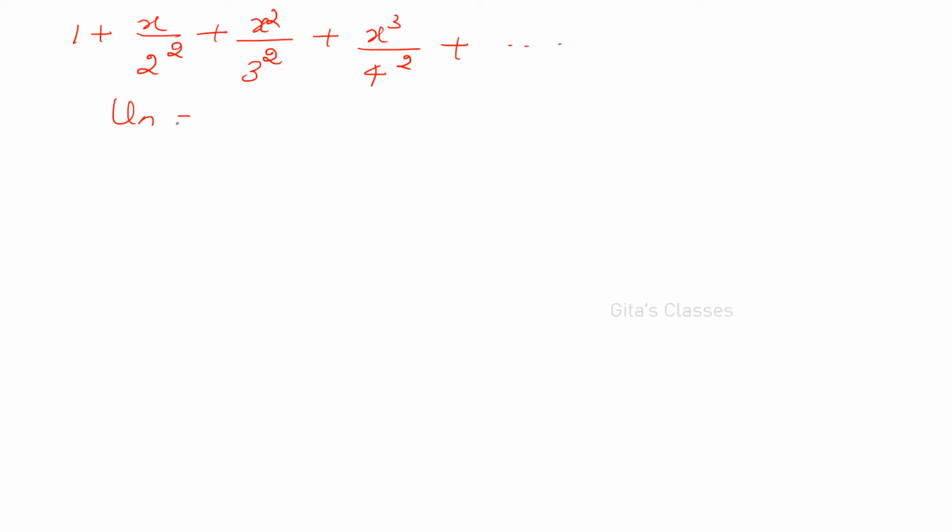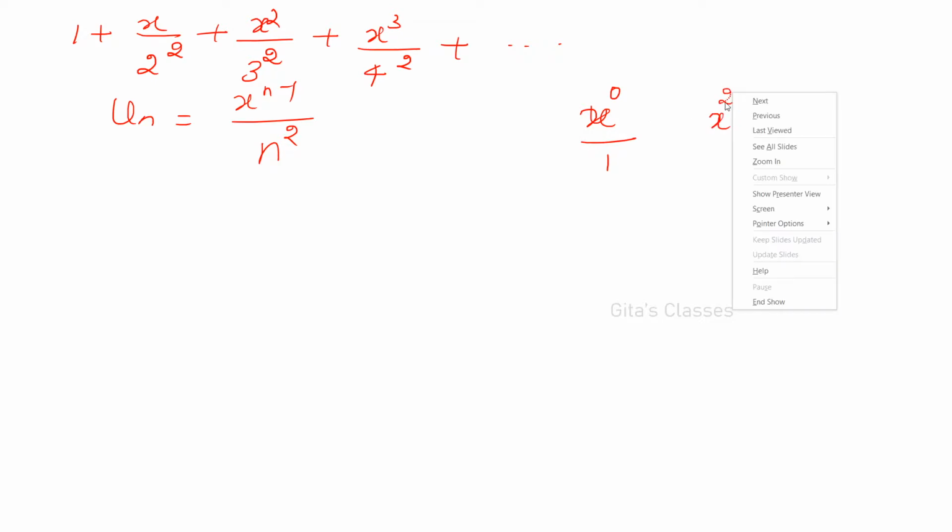You have to write the general term, that is un is x power n minus 1 by n squared, right? Substitute n is equal to 1. What will you get? X power 0 divided by 1 squared, so 1 by 1, which is the first term, right? When you substitute n is equal to 2, x power 2 minus 1, x1 divided by 2 squared. When you substitute n is equal to 3, x squared by 3 squared and so on, right? Yes, we are getting the same.